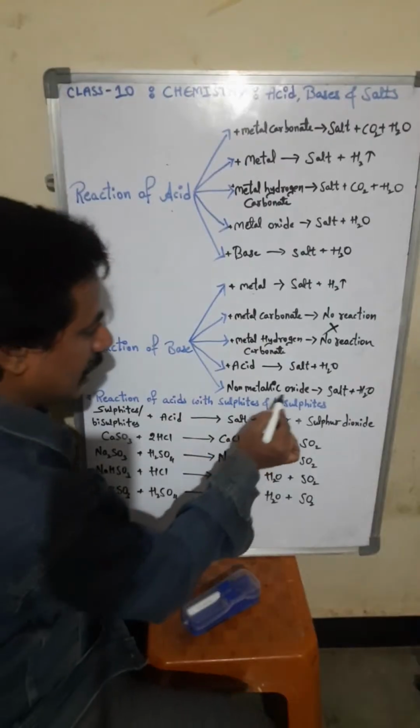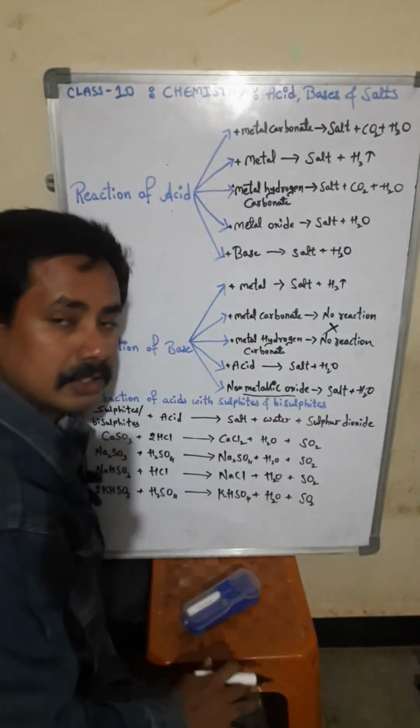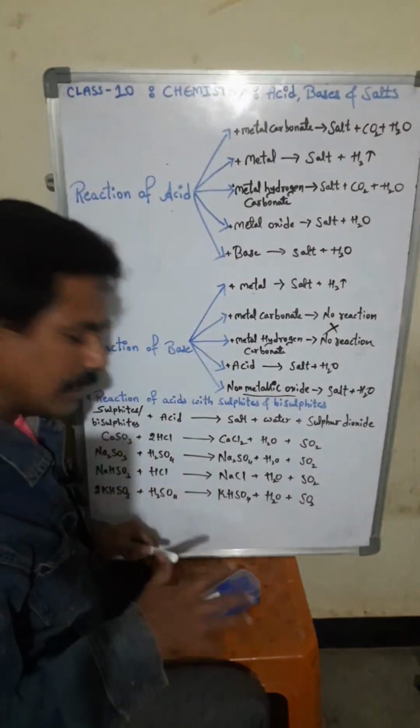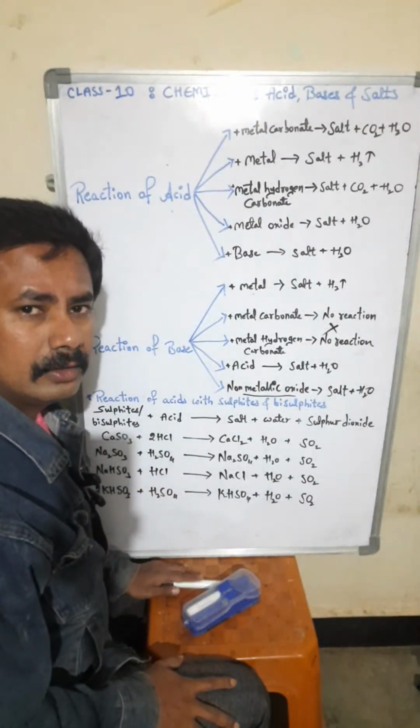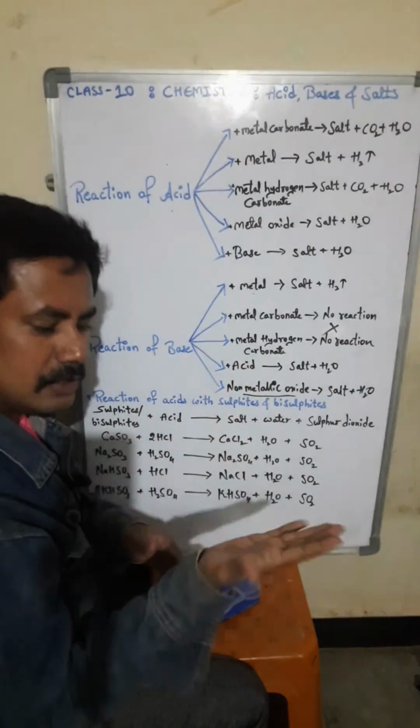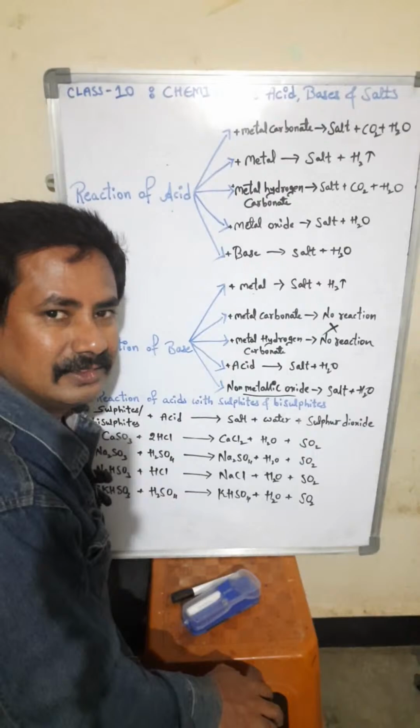Non-metallic oxides are generally acidic in nature, students. Non-metallic oxides means what? Non-metals combining with oxygen. That is a non-metallic oxide. Are you getting it?